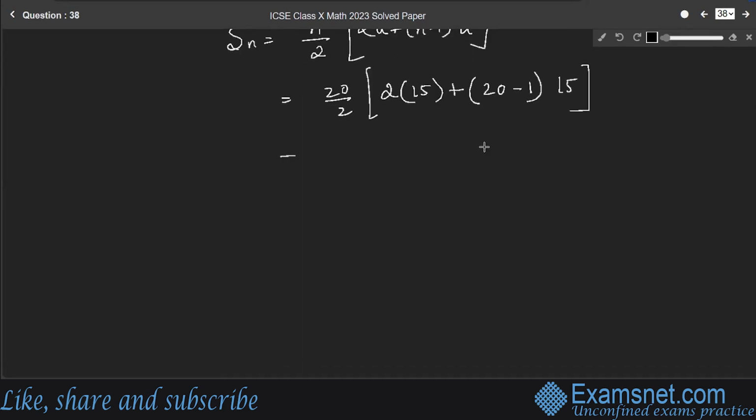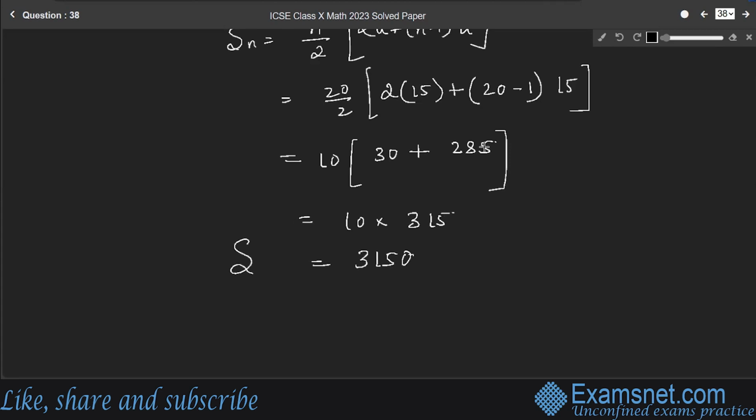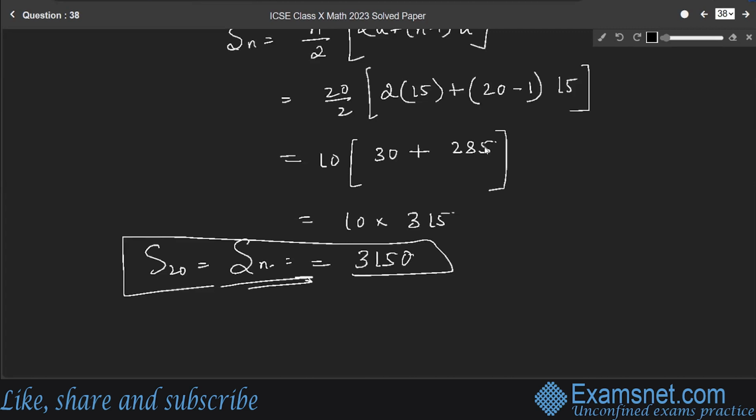Simplify it. So, 10 into 15 into 2, 30. So 19 into 15, again it is 285. So 10 into 315. So it is 3150. So the sum of 20 terms, so Sn, or particularly S20, the sum of 20 terms in the given arithmetic progression is 3150.